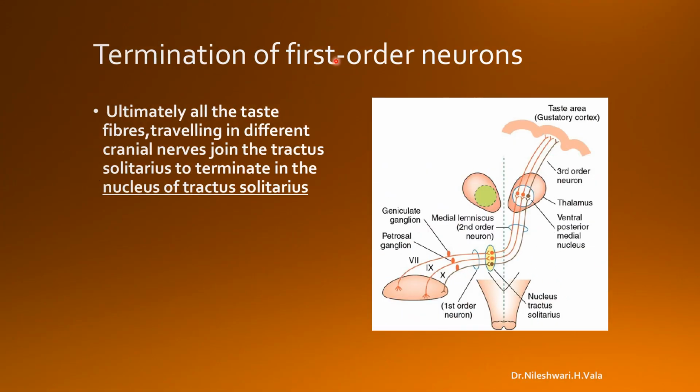Now termination of the first order neuron. Ultimately all the taste fibers traveling in the different cranial nerves join the tractus solitarius, and here they terminate in the nucleus of tractus solitarius.